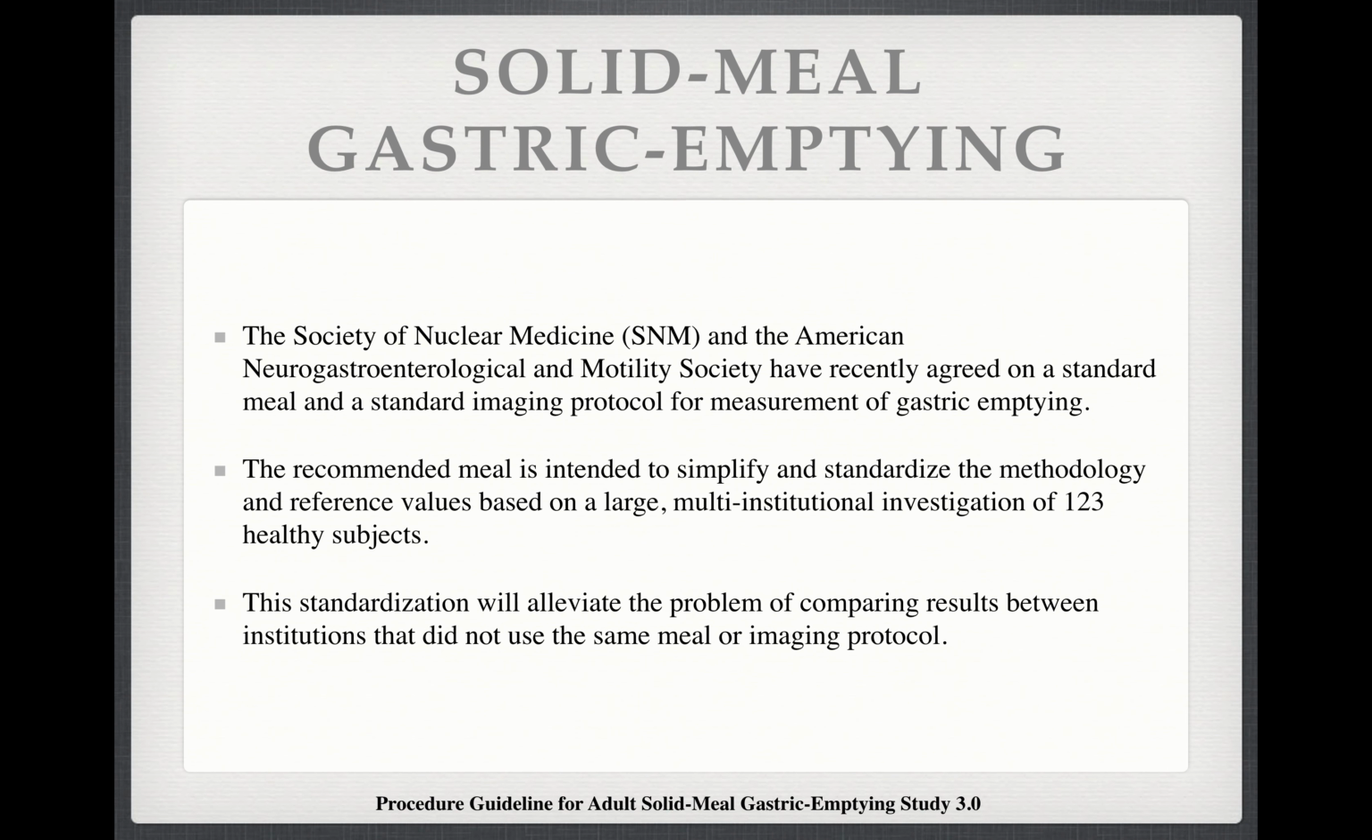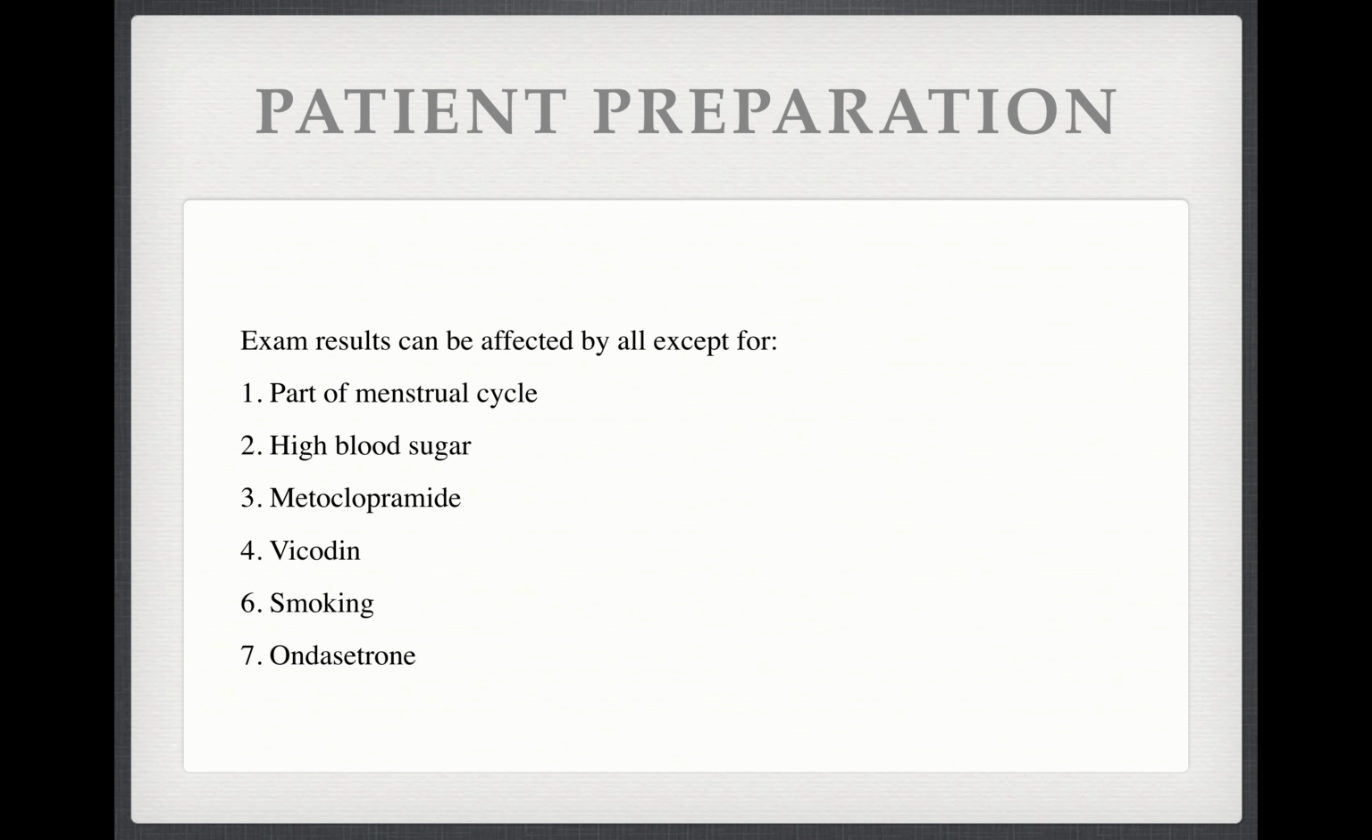So the Society of Nuclear Medicine and the GI societies have achieved consensus to develop a standard methodology. Unfortunately, again, the normal values were built on a relatively small 123-subject study, but nonetheless, it was a significant improvement compared to what was previously done.